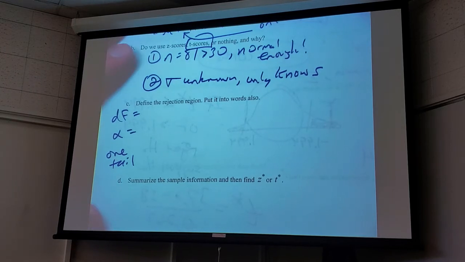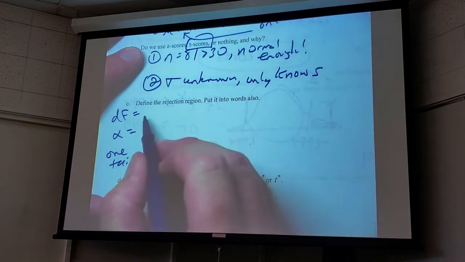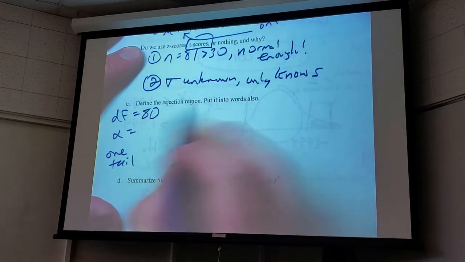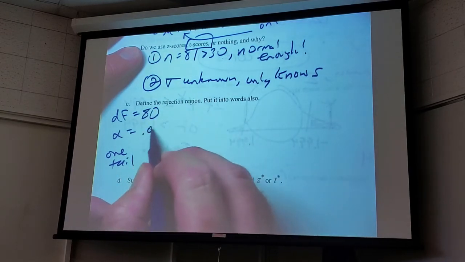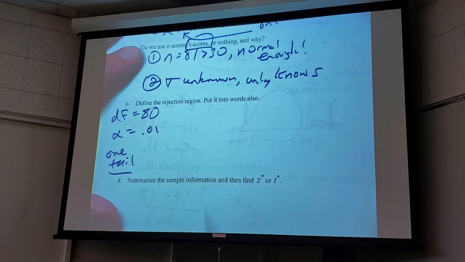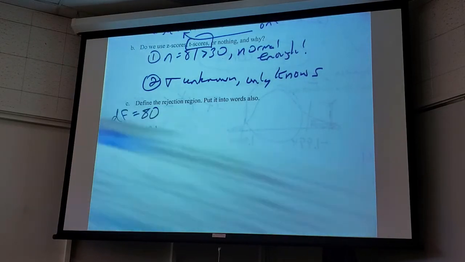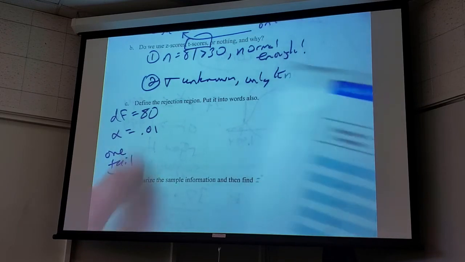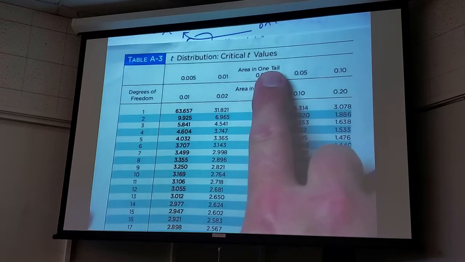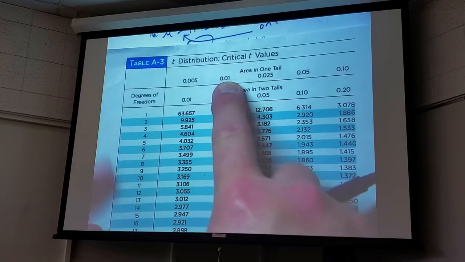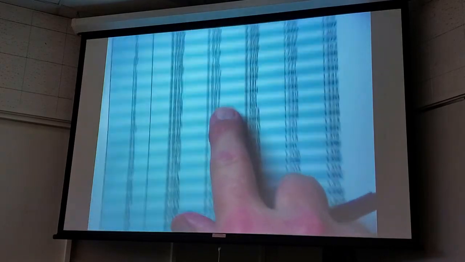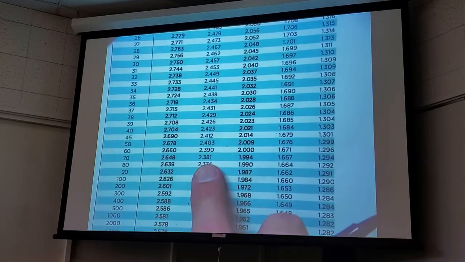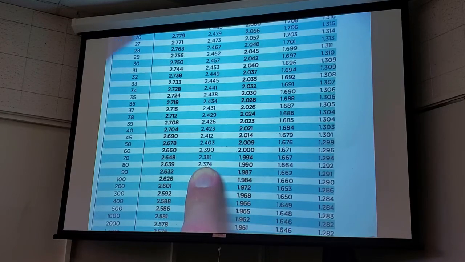Alright, so what's my degrees of freedom? 80. And my alpha is 0.01, and it's a one-tailed test. So now I know exactly where to look. 0.01, one tail, so that's the second column, right? And then I just stop at 80. 2.374.